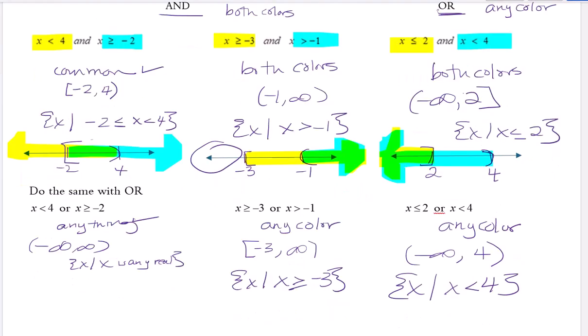In the next video, we're going to talk about absolute values, and then we're going to put all of it together in our last video from chapter 1.